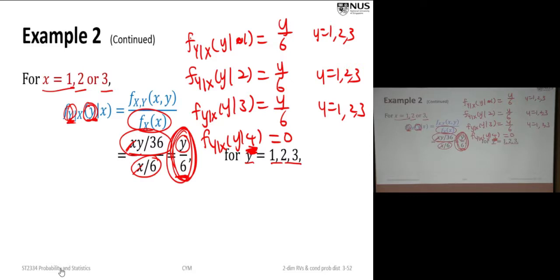And what does it mean? It means that whatever information you know about x, the random variable, does not help or change your belief in the behavior or the distribution of y. So x and y in this case are independent random variables.